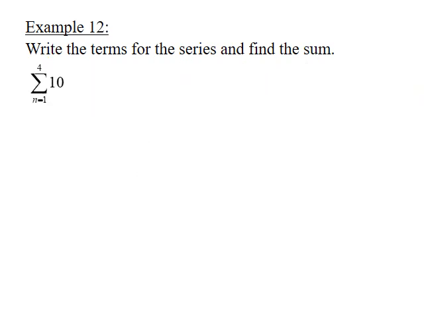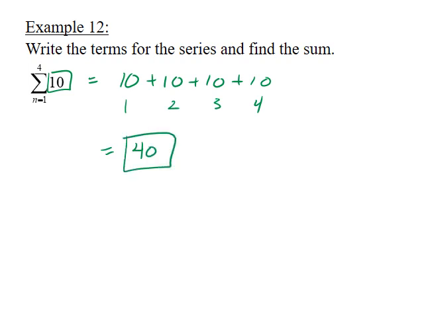Now this one here is a little different, because all I have is this constant here. So what this is asking is the sum of the first 4 terms of the sequence when the sequence is just 10. So all this is 10 plus 10 plus 10 plus 10, just 4 times. First term, second term, third term, fourth term. This results in 40. Not so bad, right?